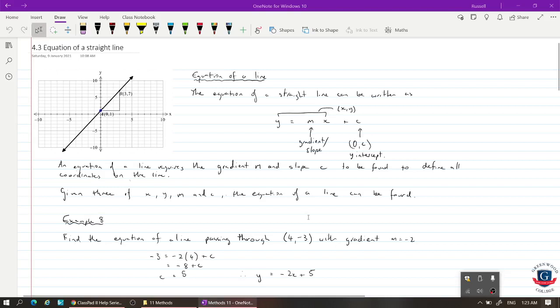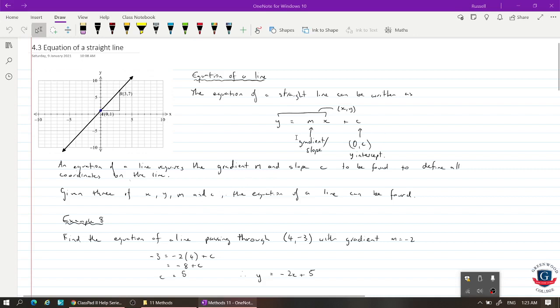Hi everybody. As said earlier, we can find out the equation of a line looking at the slope and the y-intercept. So in our slope-intercept form equation, y equals mx plus c, m is the gradient and c is the y-intercept. And if we know these two things, it will define every point on the line xy. So there's three components to our line, and if we know three of the four things, x, y, gradient m, c, we can find the fourth.